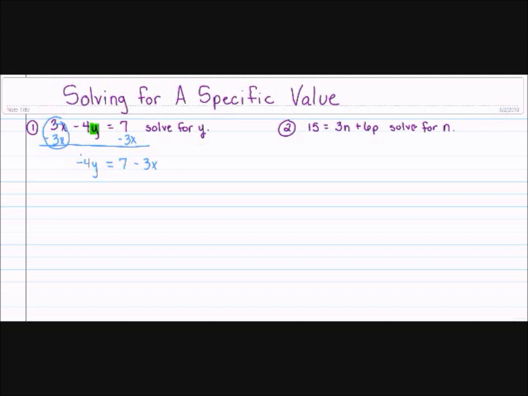Now, I'm still trying to isolate my y, and in doing so, I need to separate it from the negative 4. It's connected through multiplication. The opposite of multiplication is division. So I'm going to divide by negative 4, leaving me with y equals 7 minus 3x divided by 4. I can't solve it any further, so that's what I have. Oops, I forgot negative 4.